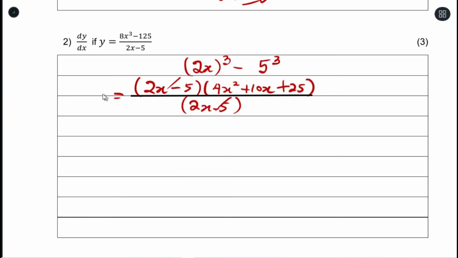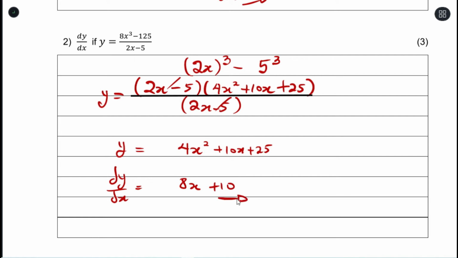by the way, this is y. So all you'll be left with for y is 4x squared plus 10x plus 25. Now to get the derivative, which is dy over dx, this here would be 8x plus 10. And that's it.